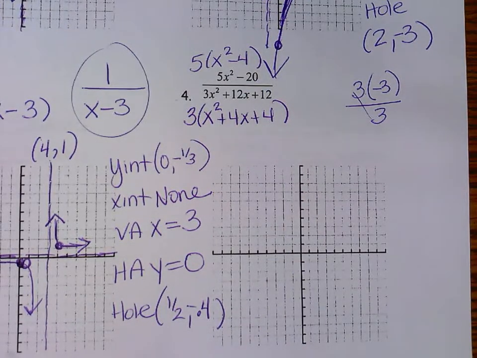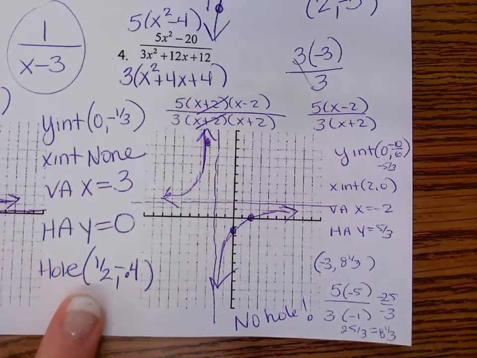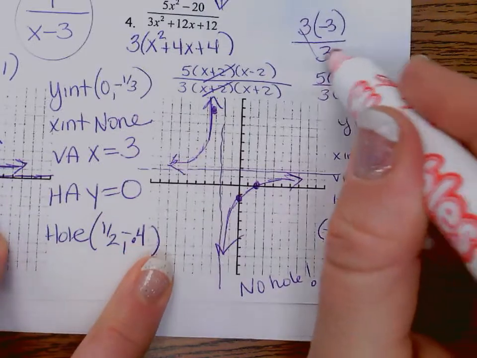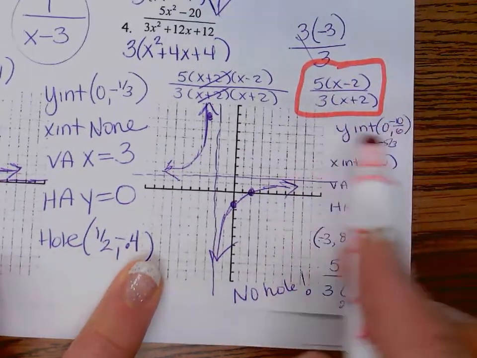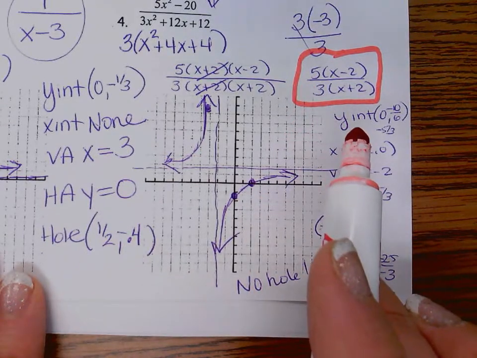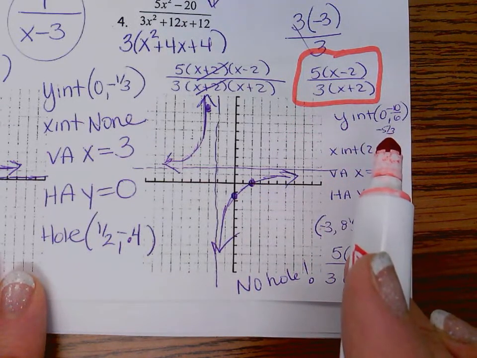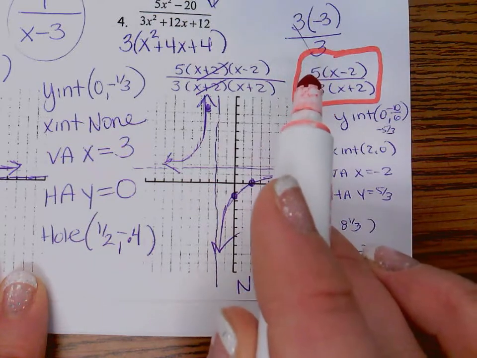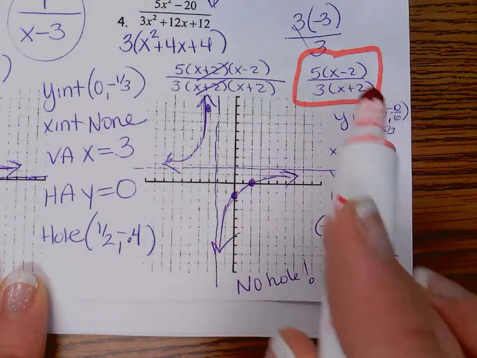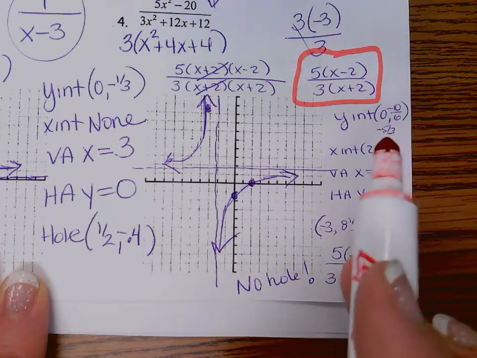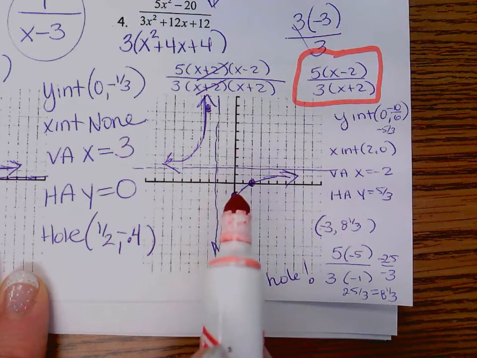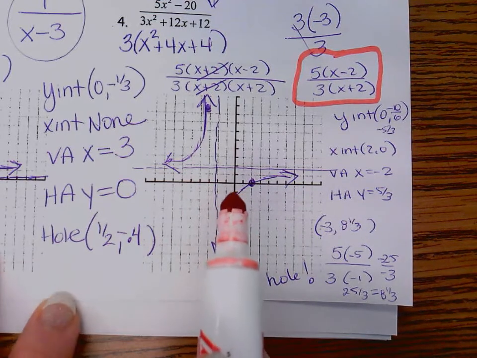I got it. So here's the function that I'm looking at, the 5 times x minus 2 over 3 times x plus 2. So my y-intercept is at negative 5/3 because when I plug in 0, I get 5 times negative 2 is negative 10, 3 times 2 is 6. So negative 10/6 is negative 5/3, so negative 1 2/3. There's my y-intercept. So dealing with fractions, that might be tricky.